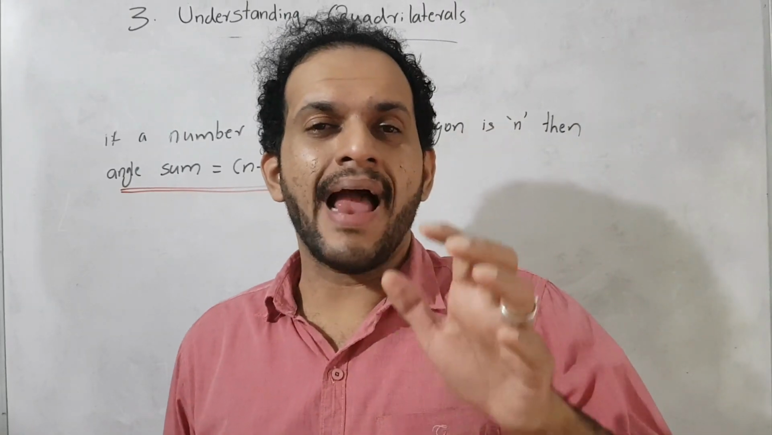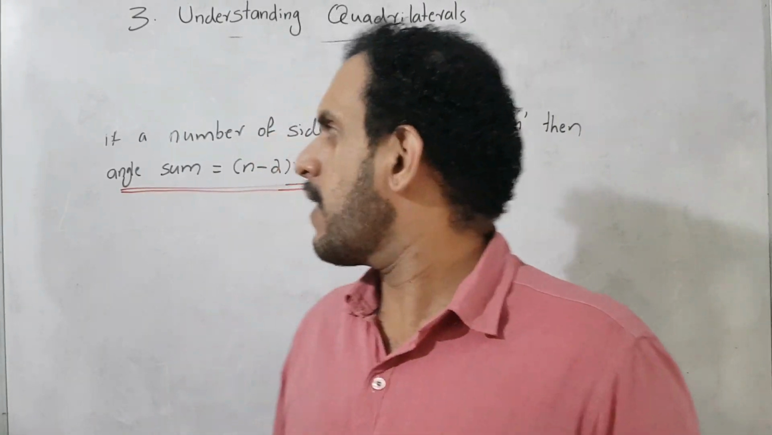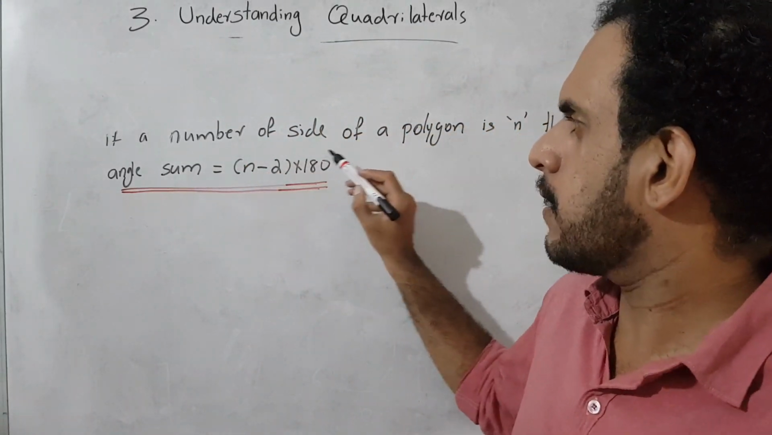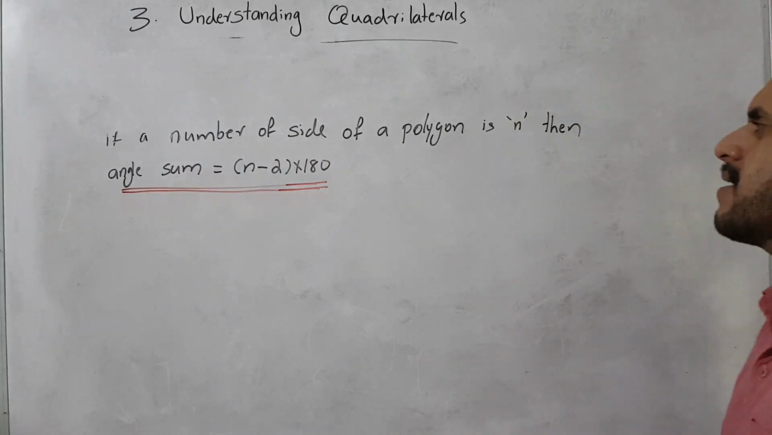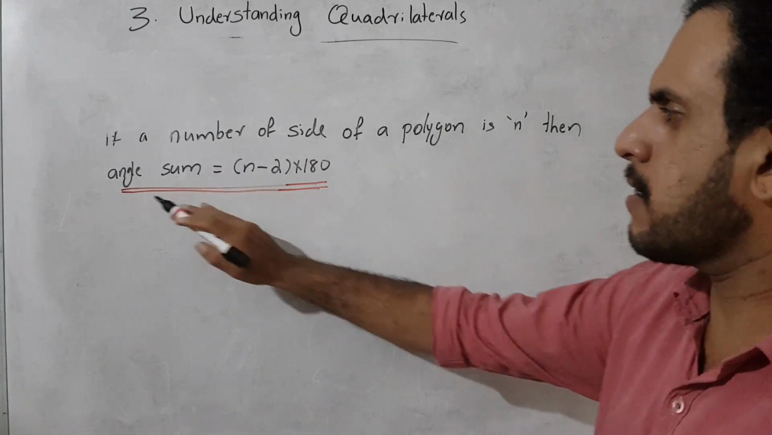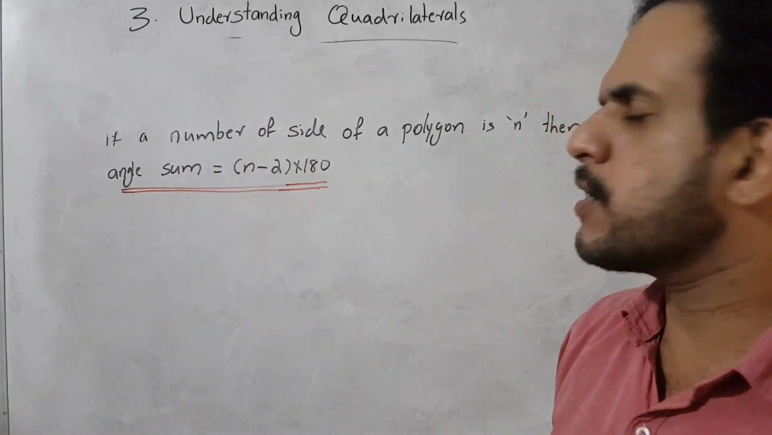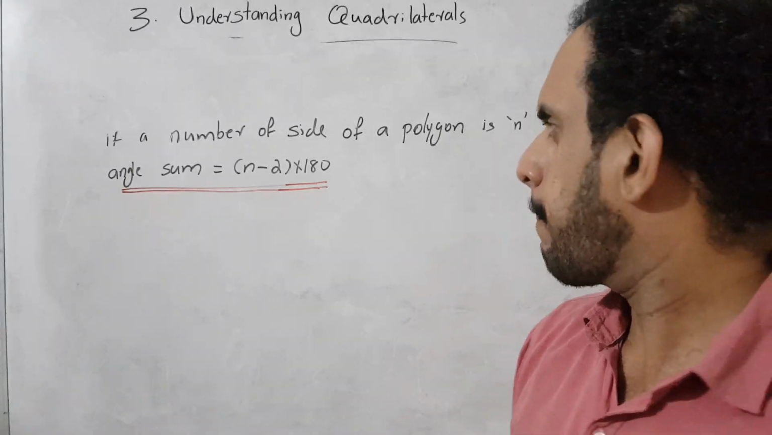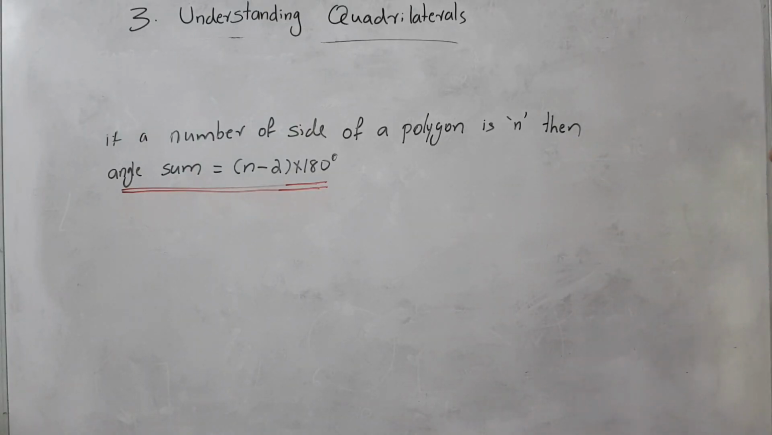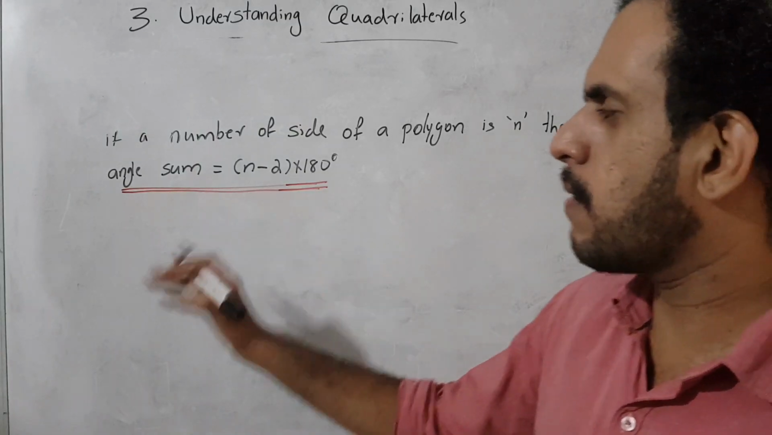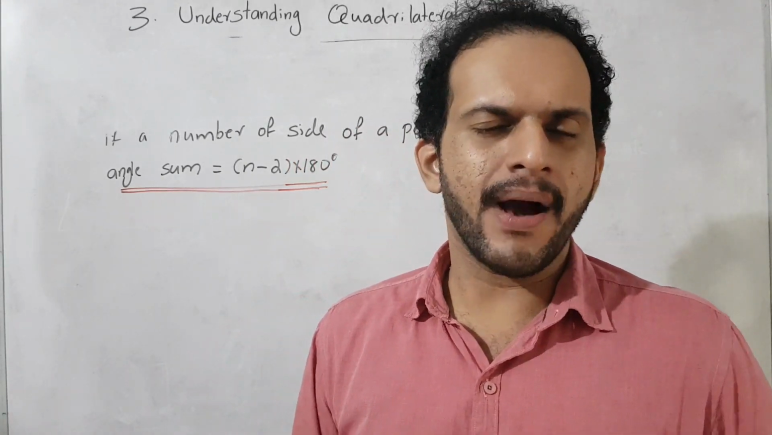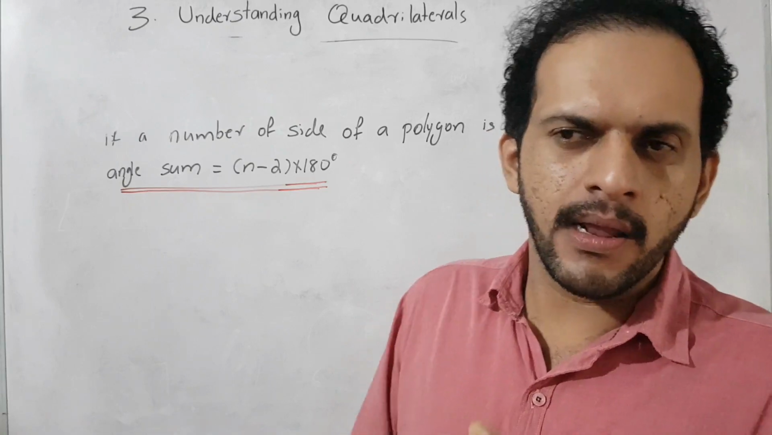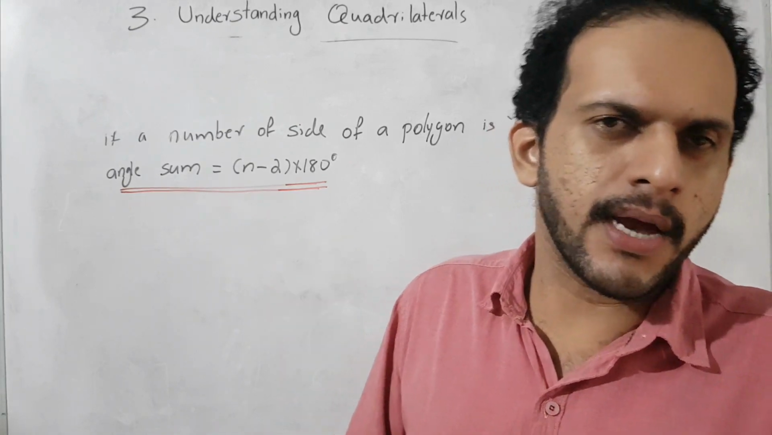Okay, so we conclude the idea like this. If the number of sides of a polygon is n, then the angle sum is equal to n minus 2 into 180 degrees. N minus 2 into 180. What is n? N represents the number of sides.